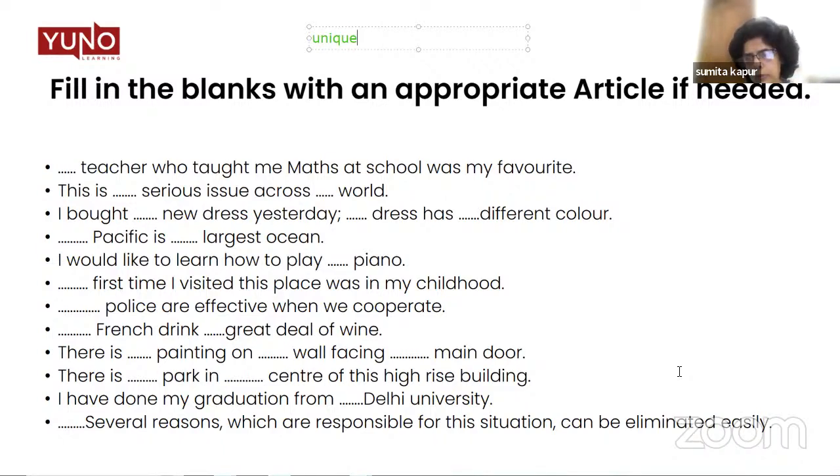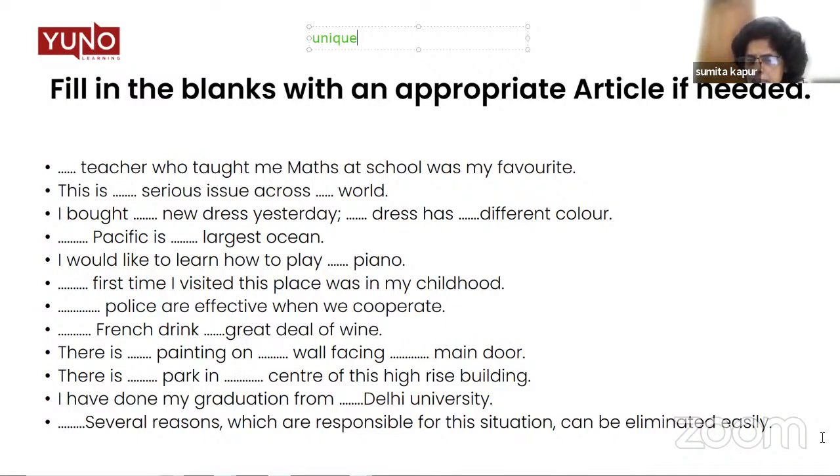I bought a new dress. So I'm just talking about the dress for the first time. So I bought one dress. So I say "a new dress." "The dress." Why? Because now I'm referring to the same dress for the second time. Remember, this was the logic we did when we spoke about the story in the previous sentence. "A different color." Why? Because we are talking about the color for the first time. So: I bought a new dress yesterday. The dress has a different color.